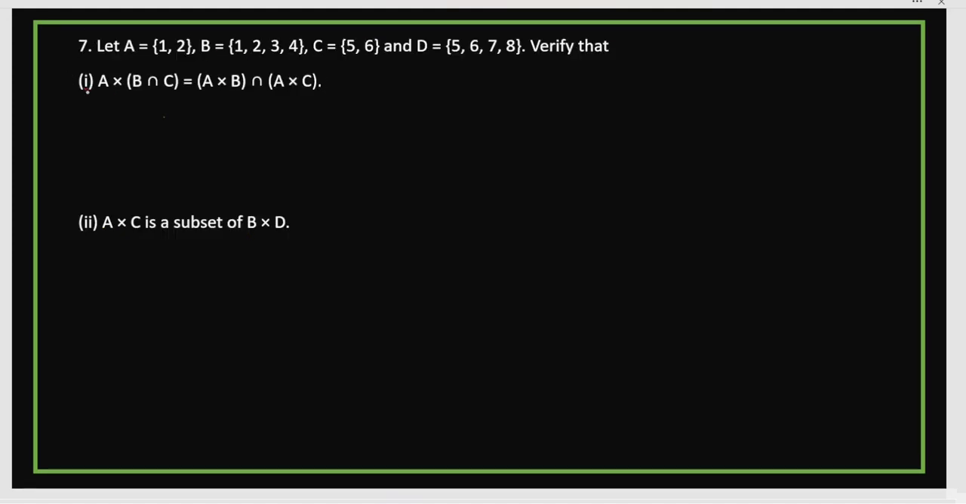So we move to the next question, that is 7. Let A equal 1, 2 and B is 1, 2, 3, 4, C is 5, 6 and D is 5, 6, 7, 8.